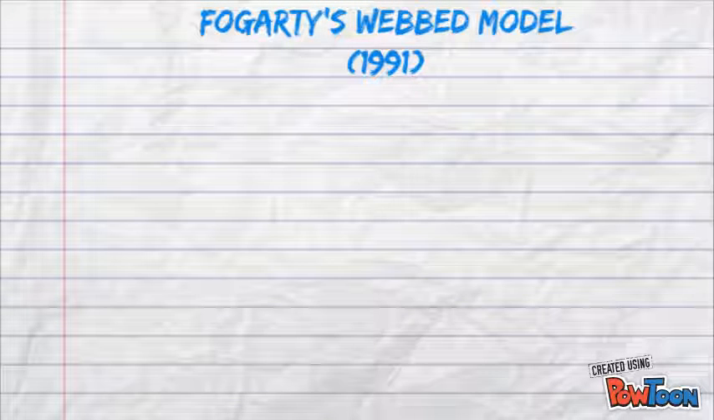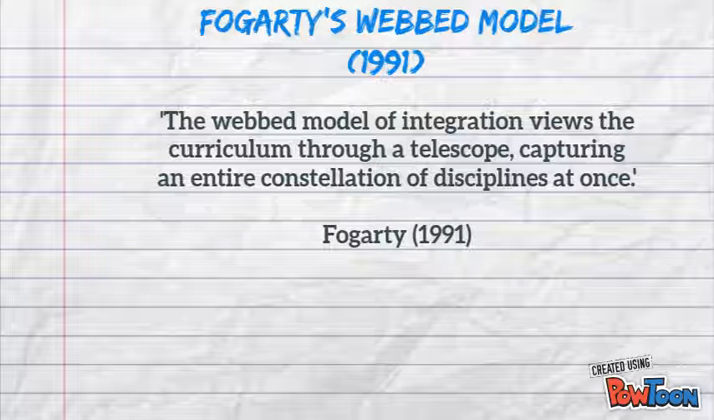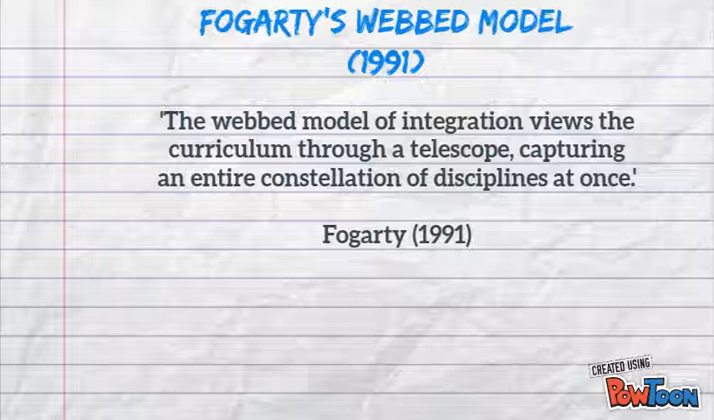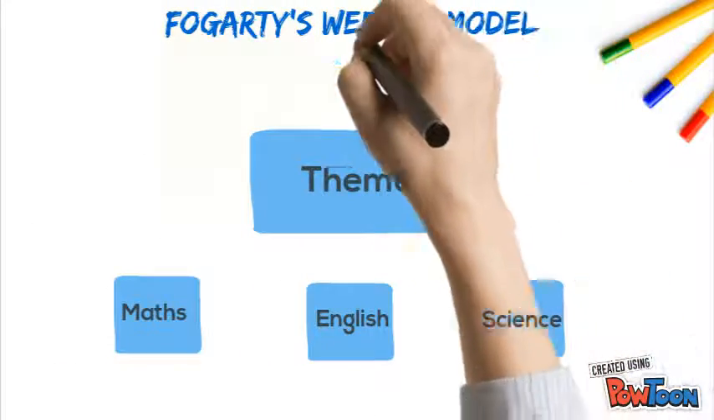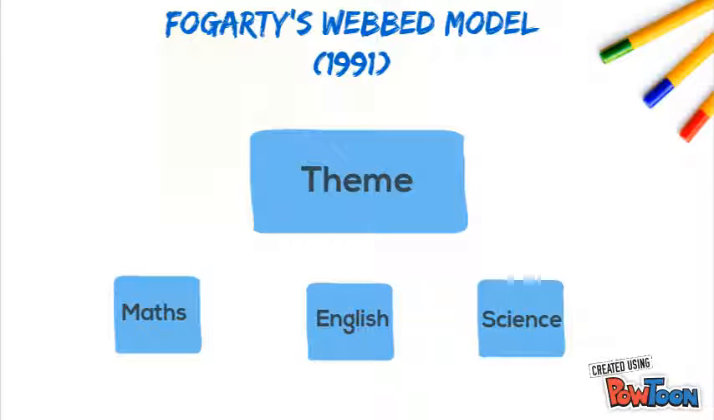In relation to creative teaching, we are specifically going to be looking at Fogarty's web model, which was created in 1999 in her 10 ways to integrate the curriculum. She said that the web model of integration views the curriculum through a telescope, capturing an entire constellation of disciplines at once. The idea of Fogarty's web model is that you take a certain theme and branch it out to the different subjects on the curriculum.